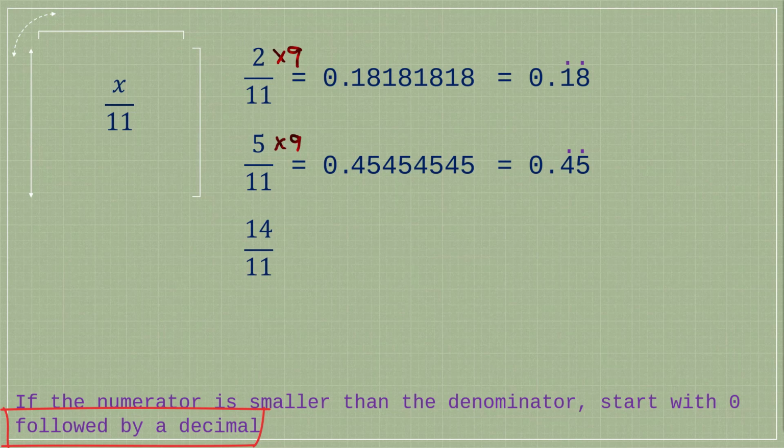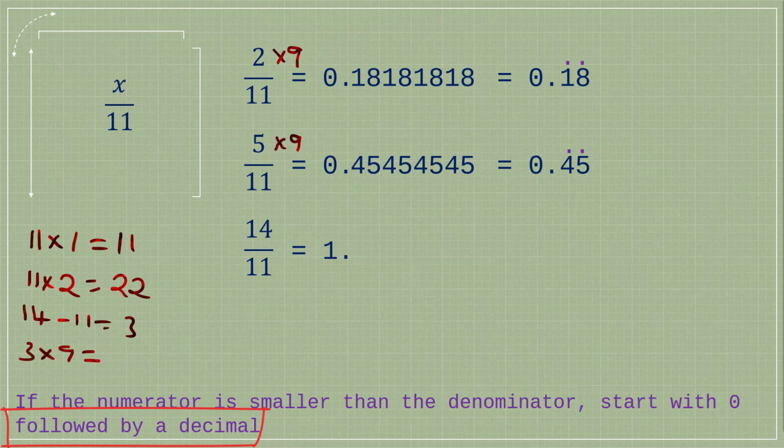14 over 11. In this fraction, the numerator is larger than the denominator. So we will not start with 0. Instead, we find the multiple of 11 that is closest and smaller than 14. 11 times 1 is 11, and 11 times 2 is 22. 22 is larger than 14, so 11 goes into 14 once. So we write 1. Since 11 times 1 is 11, the remainder is 3, since 14 minus 11 is 3. We just multiply 3 by 9 and you get 27.